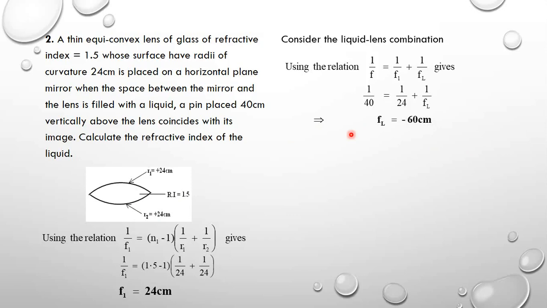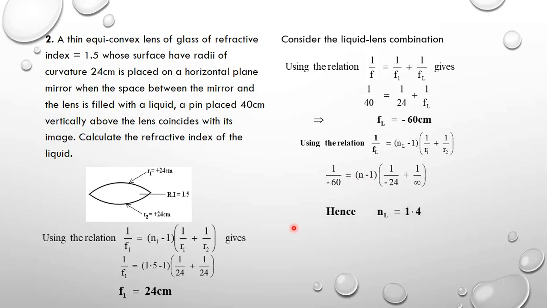After getting the focal length of the liquid lens, we can now get the refractive index of the liquid lens using the full thin lens formula: 1 over fl is equal to nl minus 1 into brackets 1 over r1 plus 1 over r2, where, remember, the upper part, r1, is going to be negative 24, and then r2 is going to be infinite. Then we can get our nl as 1.4.